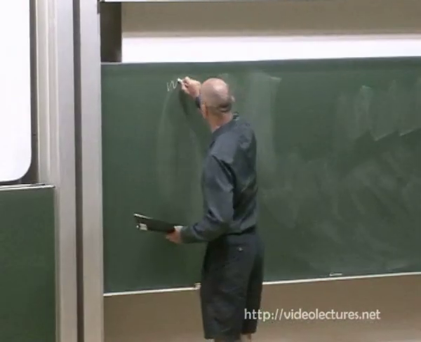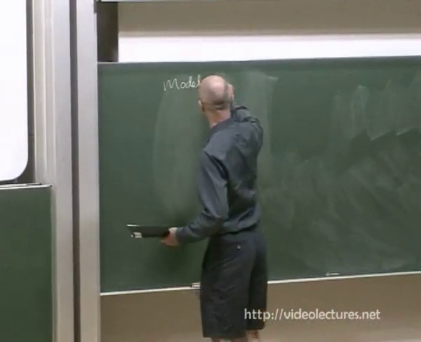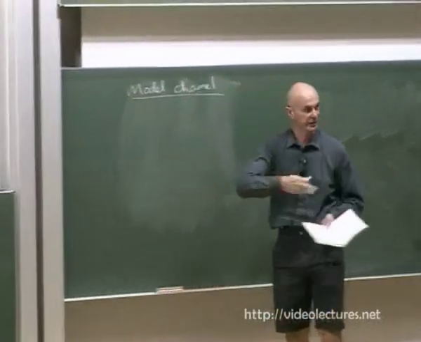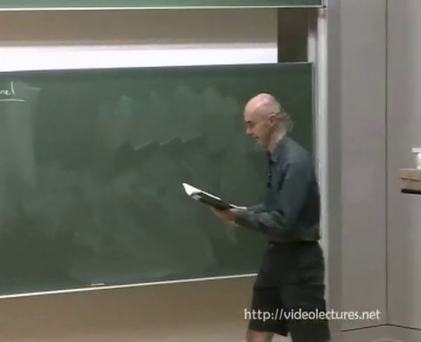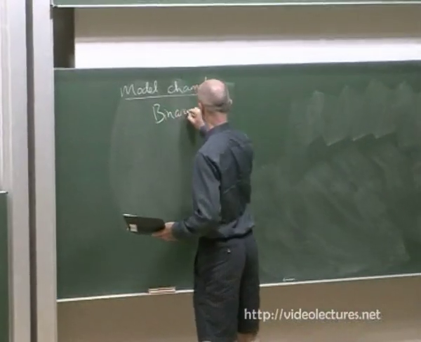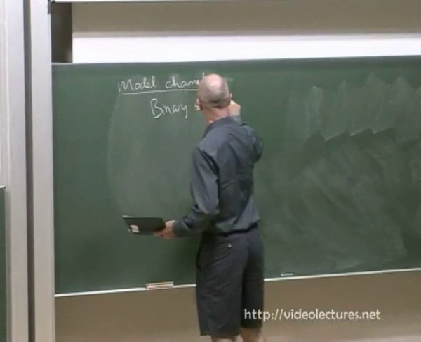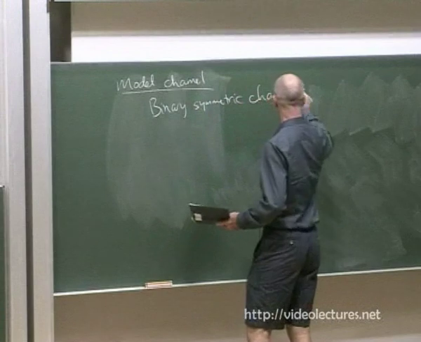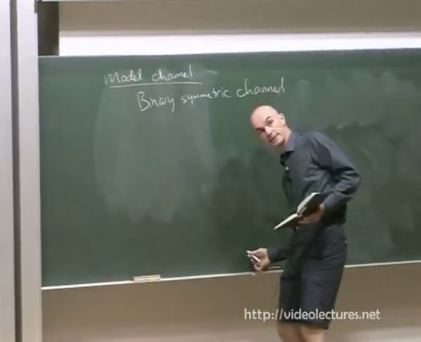So the model channel we're going to discuss for the rest of today, and I emphasize this is just a model, and information theory covers lots and lots of channels, but this is the favorite model, a simple channel. It's called the binary symmetric channel. And it works like this. It's got an input and it's got an output.